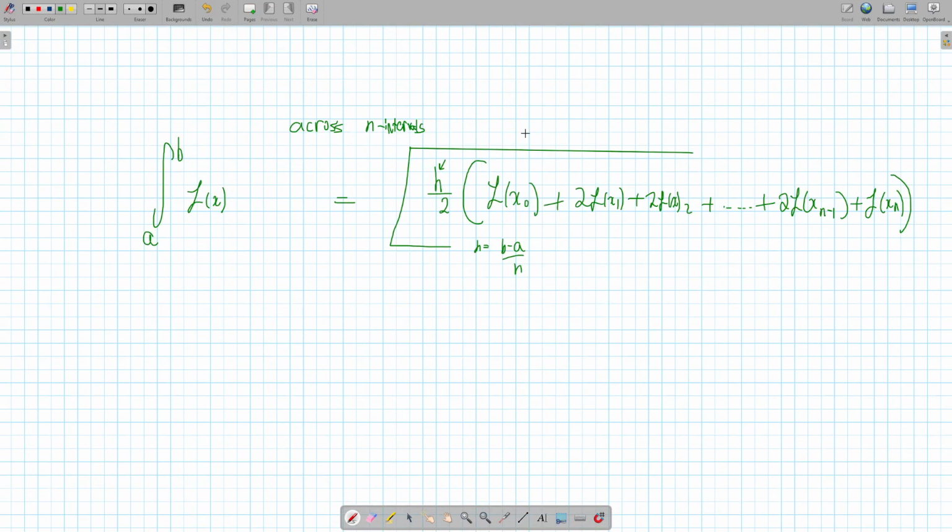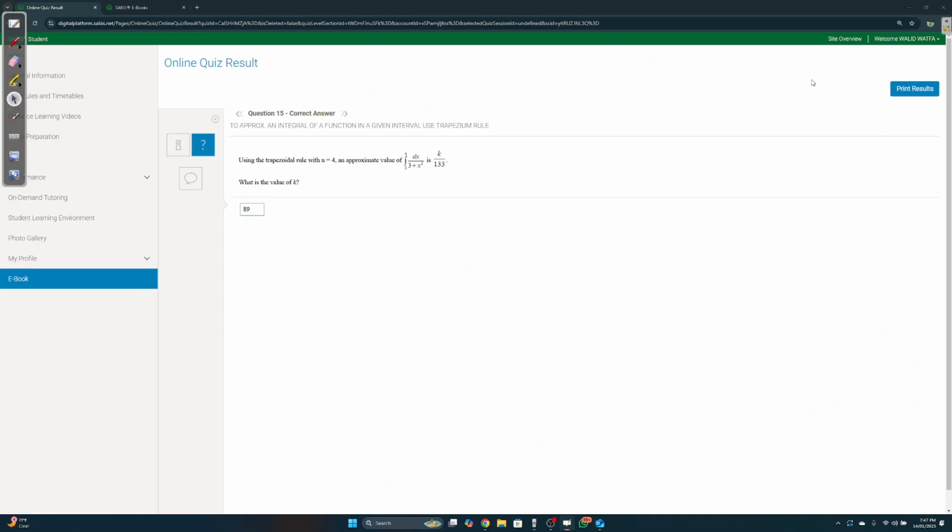What's important to know? There are a few things important to know. If I tell you I have 4 intervals, that means I want 5 numbers. What do you mean? I'll explain to you. Let's start here. Using the trapezoid rule with n equals 4, what is an approximate value of the integral from 0 to 4 of dx, 3 over 3 plus x squared?